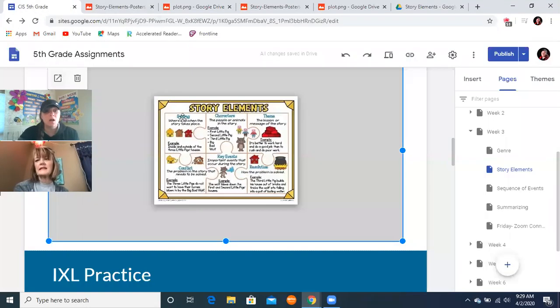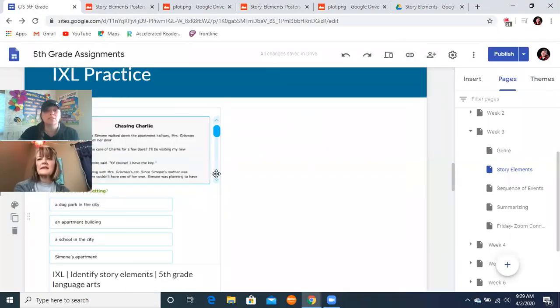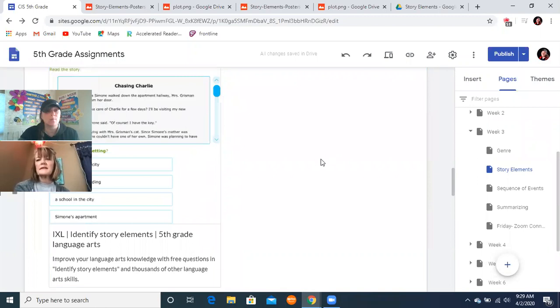All right, so here is an IXL practice for you. We are not going to practice this with you because it's pretty simple. This one says, what is the story setting? You read the paragraph and then you pick which one of these is a setting.